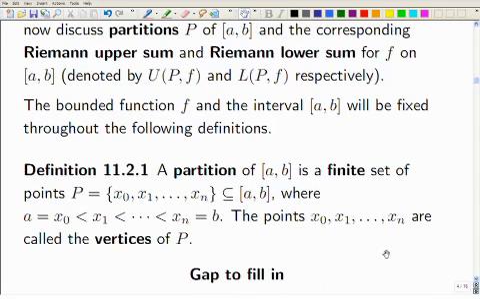So first of all, what's a partition? It's just a finite set of points, x0, x1 up to xn, but there are some restrictions here. n must be at least 1, so n's a natural number. So there's a trivial partition where you just take the left-hand endpoint and the right-hand endpoint, and it's not a very exciting partition. Otherwise, you probably have a few more points than that. x0 has to be at the left point, a. xn has to be at the right point, b. The other ones fit somewhere in between.